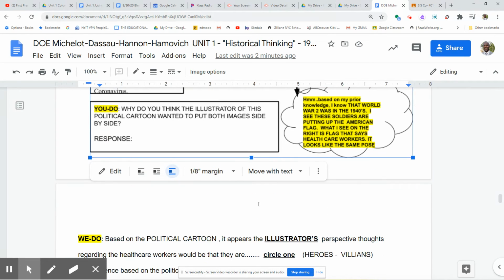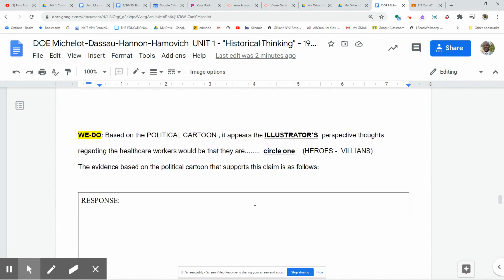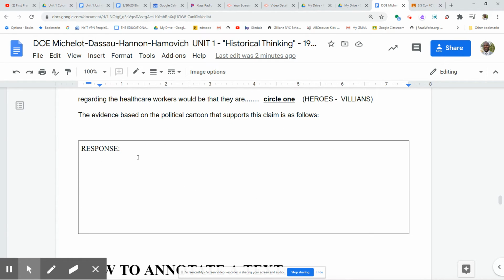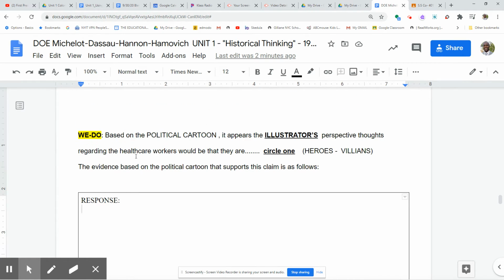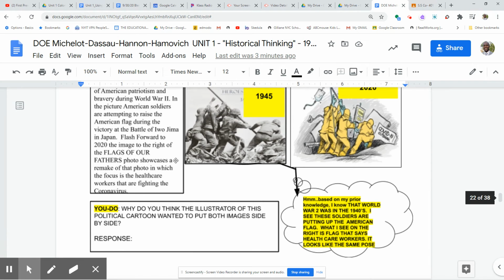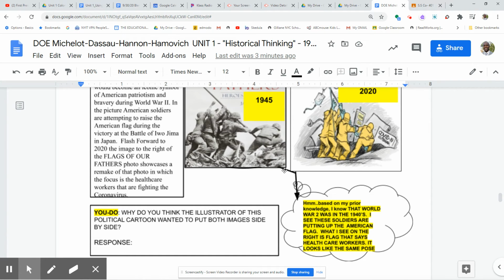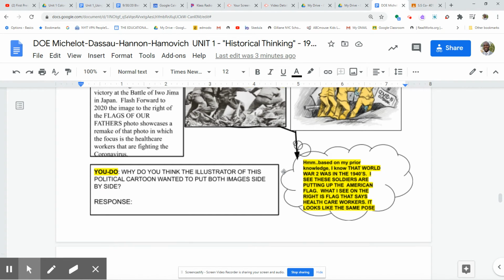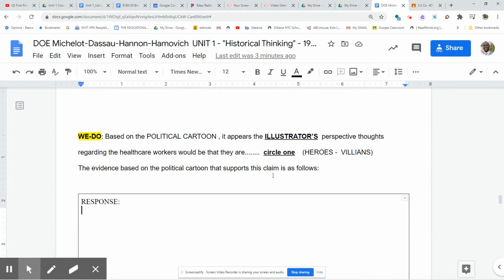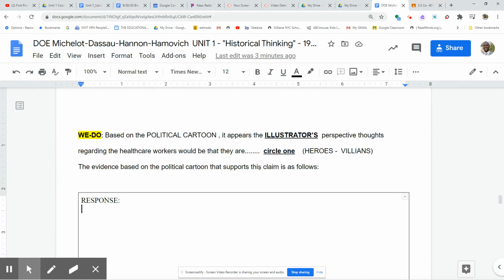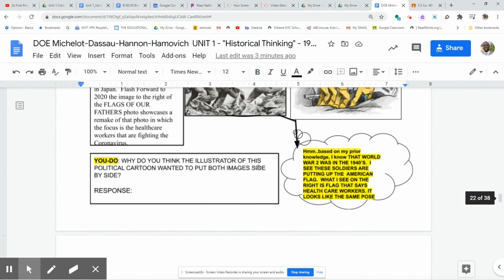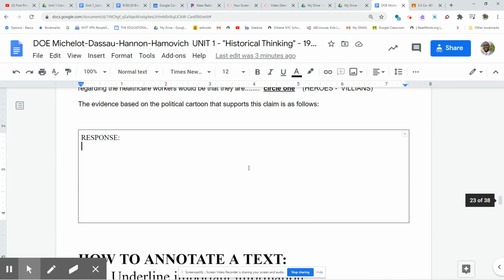Okay? Now, after you analyze the illustration, you're going to write your response right here. Do you think the illustrator's perspective is showing healthcare workers as heroes or villains? And provide evidence from this political cartoon to showcase the perception or the perspective of the illustrator when it comes to healthcare workers. And this is an example of how to annotate illustrations.